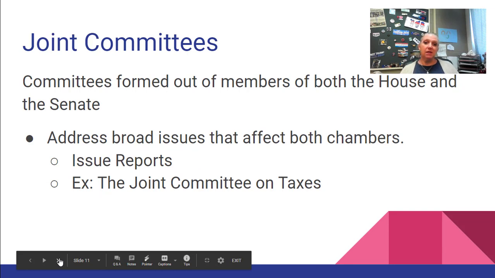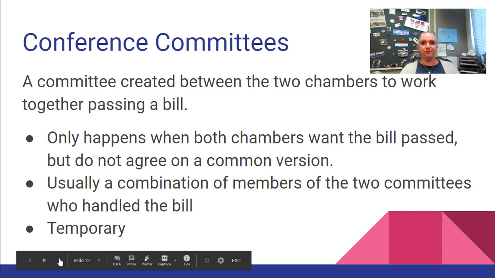A joint committee is a committee that is formed out of members of both the House and the Senate. So this is a joint, meaning there are members from both houses. They're meeting together. They usually address broad issues that affect both chambers, like the Joint Committee on Taxes, or there's a Joint Committee on Economics. There's a Joint Committee on the Library of Congress.